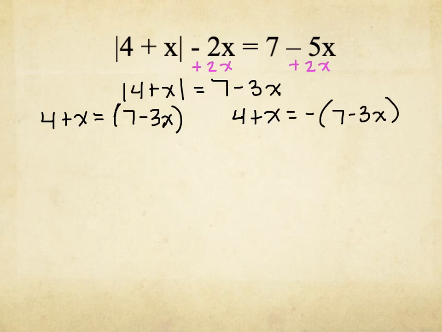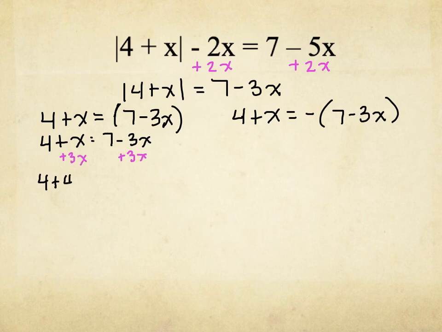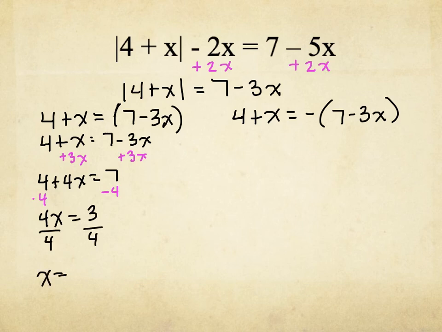So I'm going to start here. 4 plus x equals 7 minus 3x. I'm going to add 3x. I get 4 plus 4x equals 7. Subtract 4, and I get 4x equals 3. Divide both sides by 4. X equals 3/4.